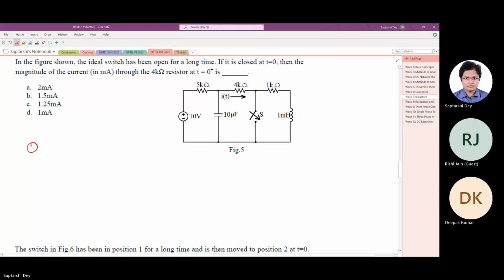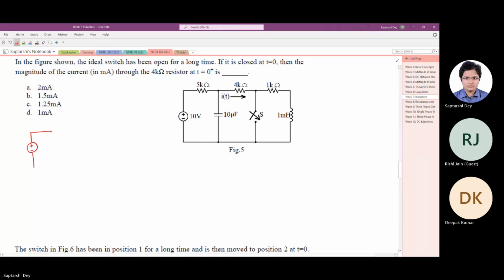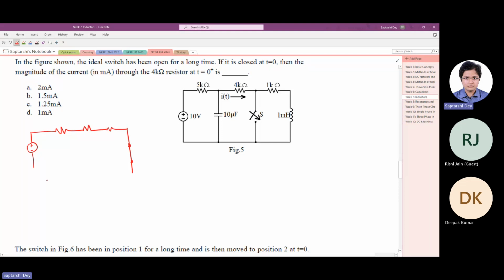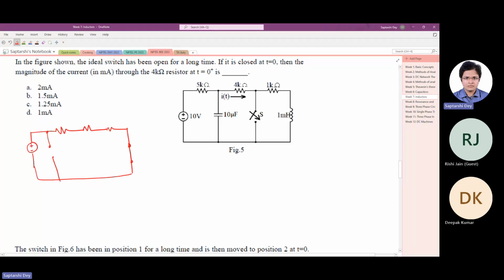So basically, just before the switch was closed, the circuit would essentially look like this. Inductor is short circuited, capacitor is open circuited. Oh, there is one more resistance. Sorry, capacitor is here, open circuited. Now this is 10 volt, 5k, 4k, 1k.